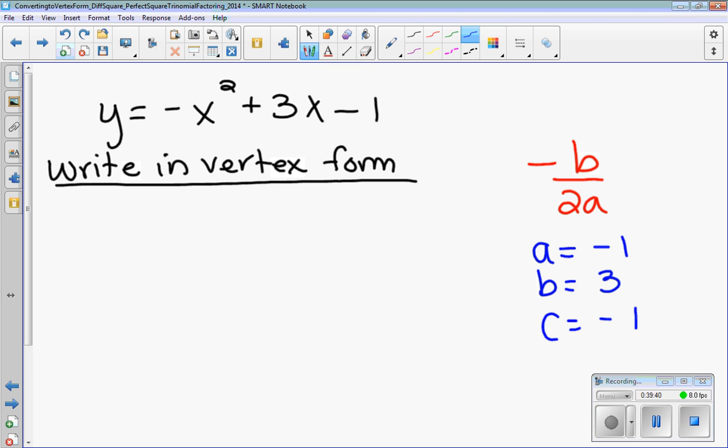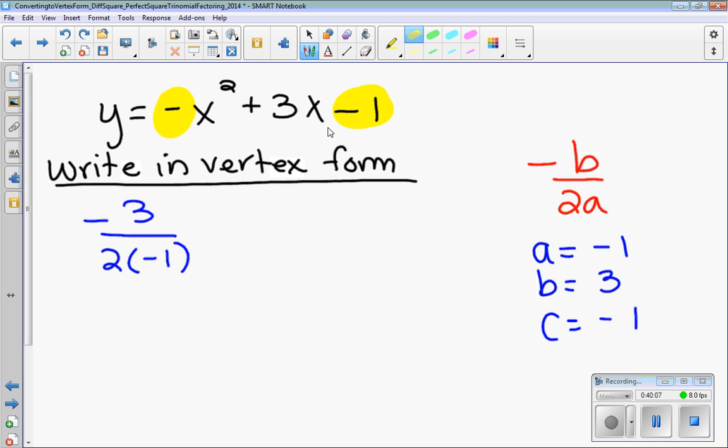Negative b all over 2 times a. Sorry, 2 times a. Because a is the number in front of the x squared, which is -1, and c is the number at the end, which also happens to be -1. They're not always the same, just in this case.